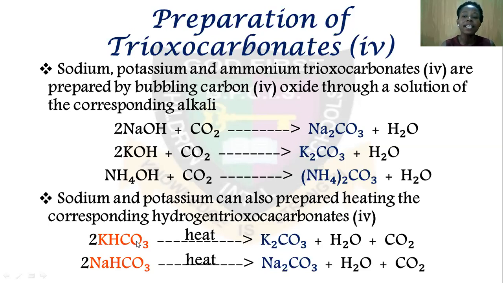Next one is sodium and potassium carbonate 4 can be prepared by heating the corresponding hydrogen carbonate 4. Now, why is this possible? Because sodium and potassium carbonate 4 are not decomposed by heat. So when you heat their hydrogen carbonate 4, they'll produce those substances, and you have water and carbon dioxide. Hope we are following that. So this is another method of preparing them.